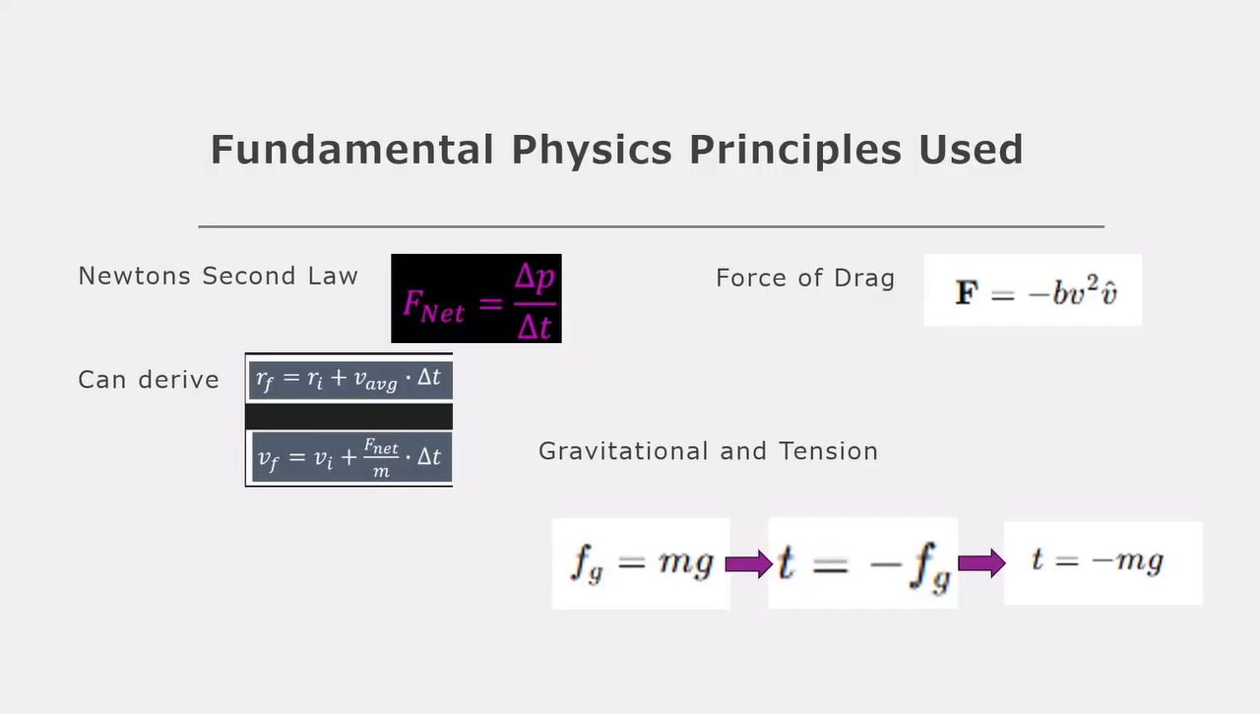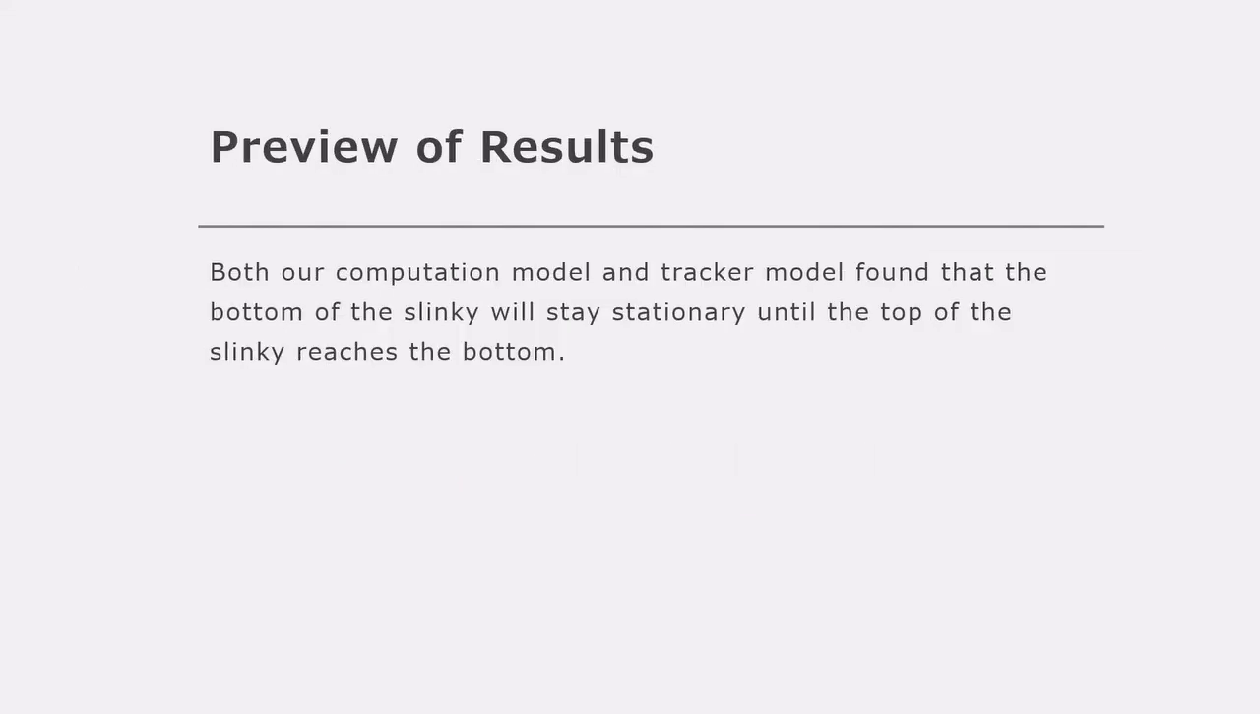Fundamental physics principles used in this lab were Newton's second law, so we can calculate the forces acting on the object, and from that, we also derived the positional update and the velocity update formulas, so we can, in the computational model, predict how the slinky is going to move. The force of drag, because there's drag when the slinky starts falling down to the ground, gravitational and tension formulas as well.